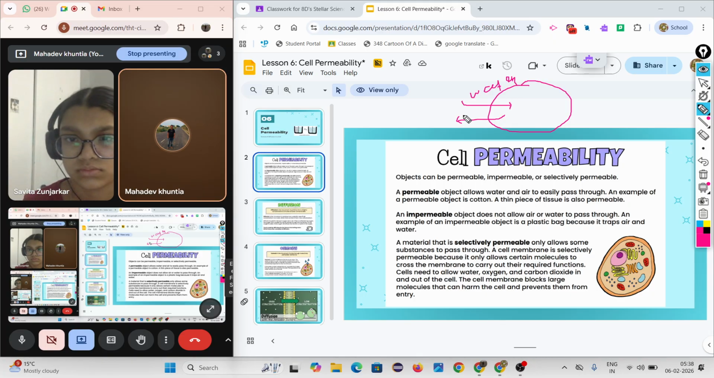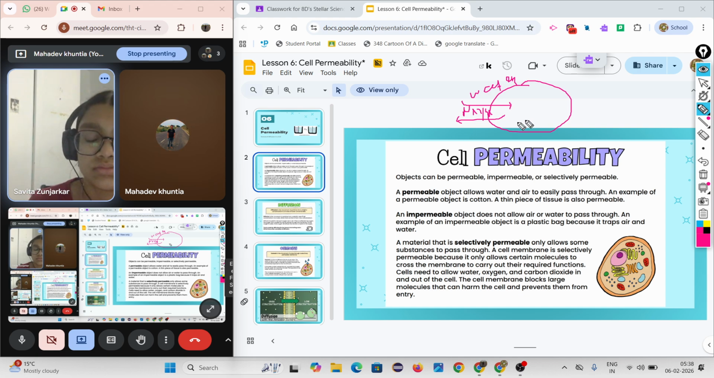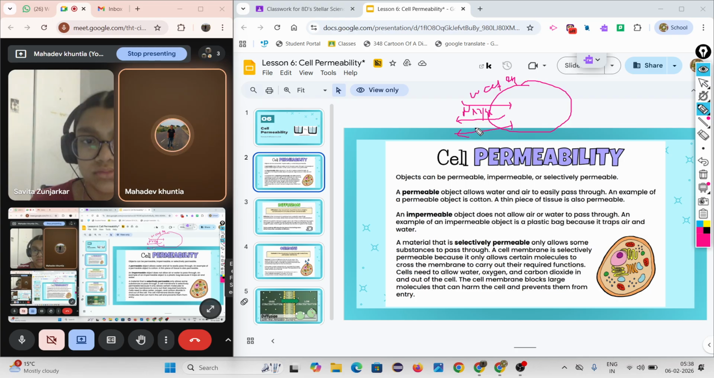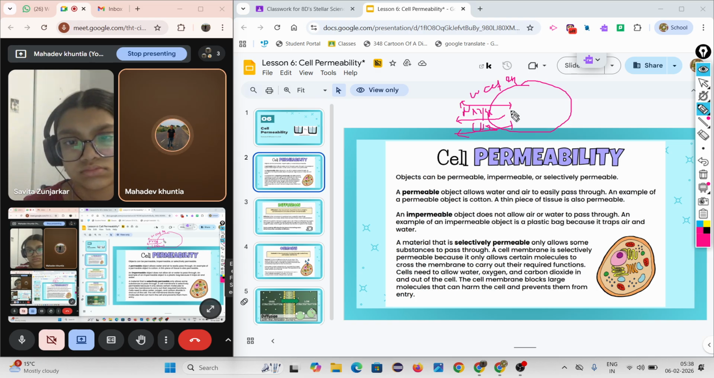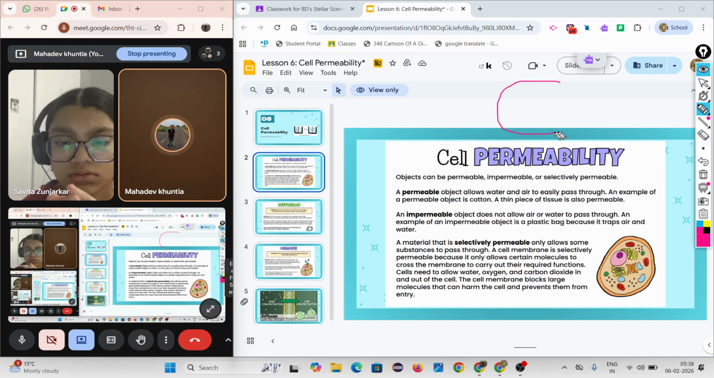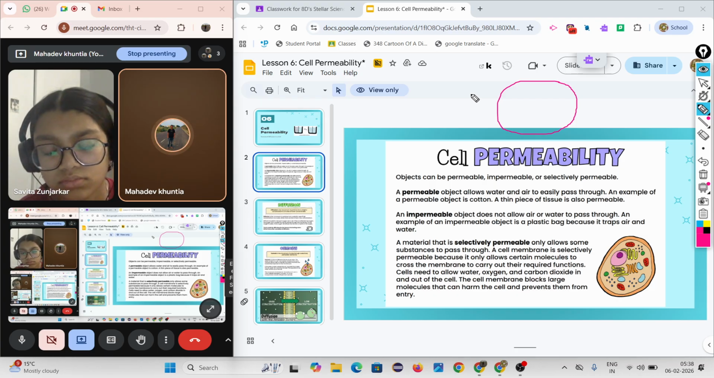Water, then oxygen, then carbon dioxide. These are the selected substances which can come inside the cell and also go out from the cell. That means the cell membrane allows these substances. The cell membrane allows the substances to come inside the cell and go outside the cell.